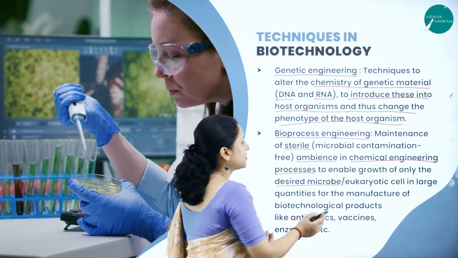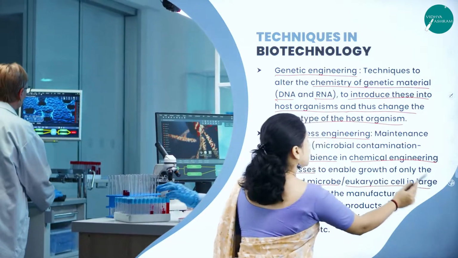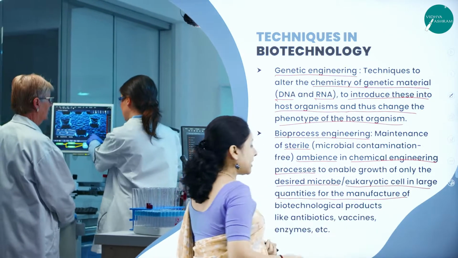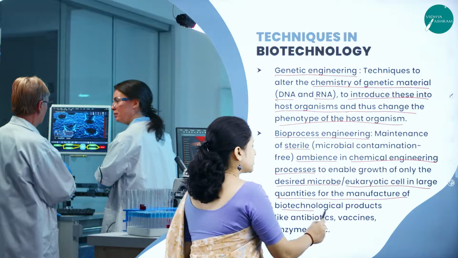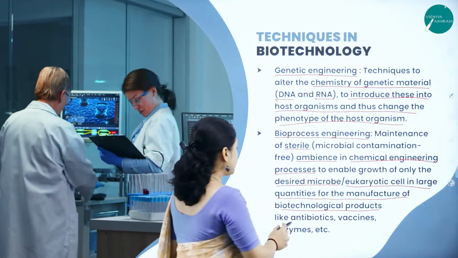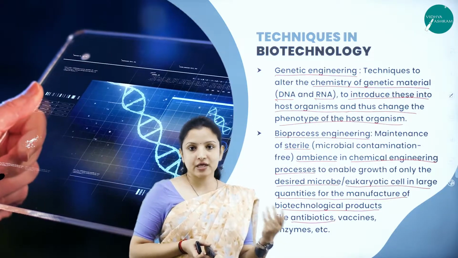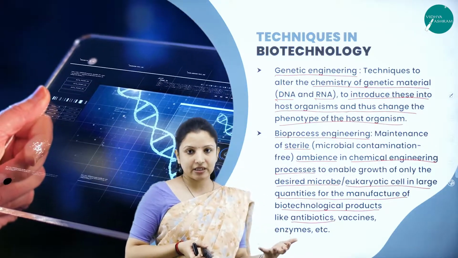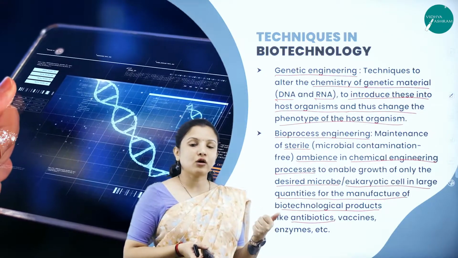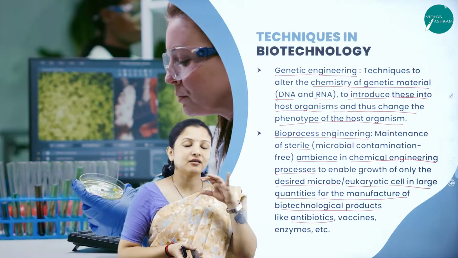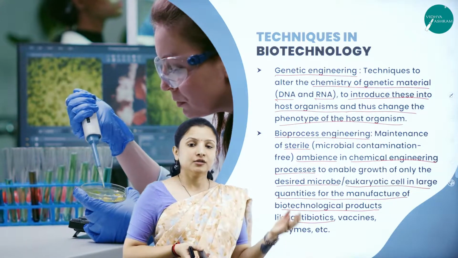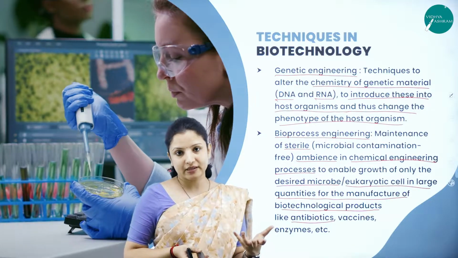Not just that, they even prefer the growth of eukaryotic cells in large quantities, especially for the manufacture of various biotechnological products, like antibiotics. Say, for example, you need to produce an antibiotic for a particular bacterial disease. To do that, they will either use that bacteria itself or a product from that bacteria itself.